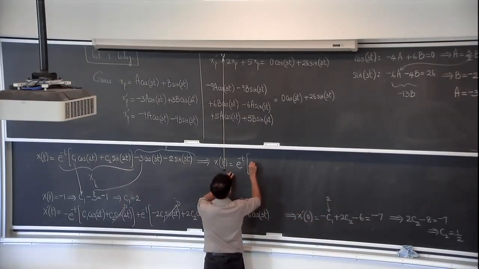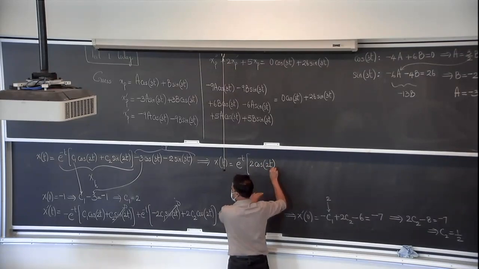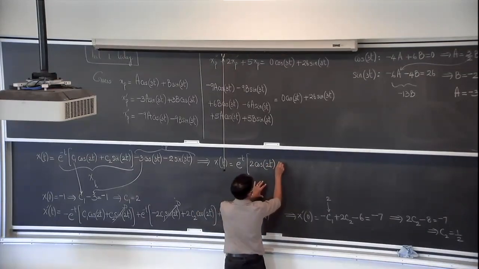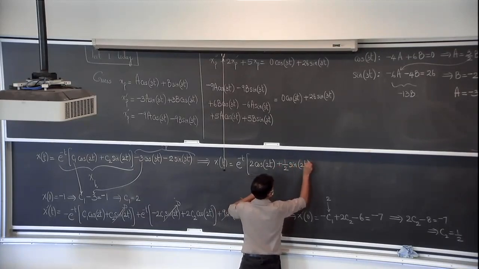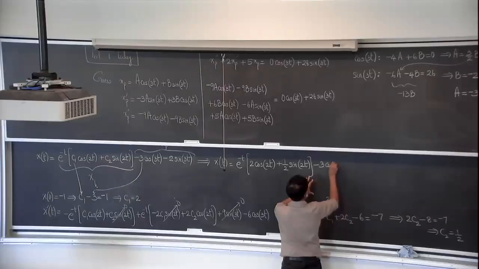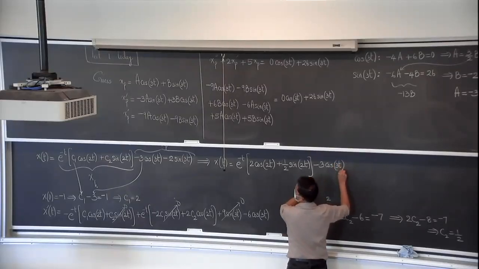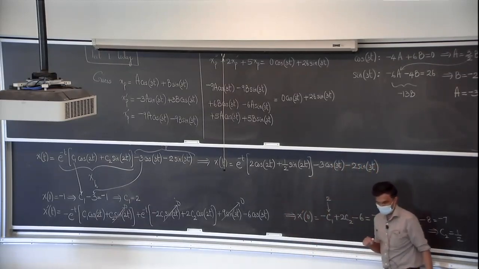So it's e to the negative t times 2 cosine 2t, C2 is plus a half sine 2t, minus 3 cosine of 3t, minus 2 sine 3t. That is your final answer for now.